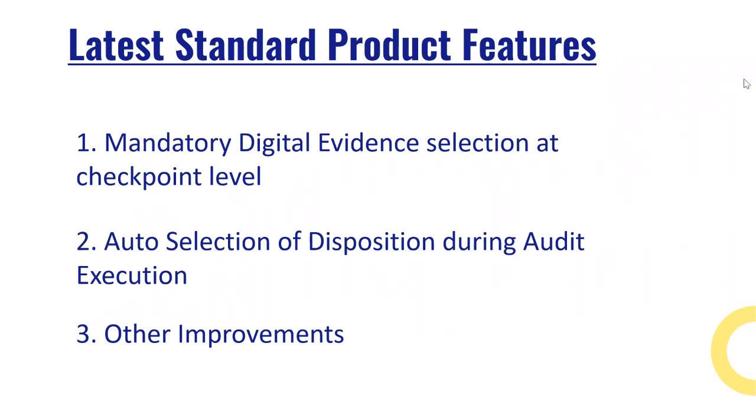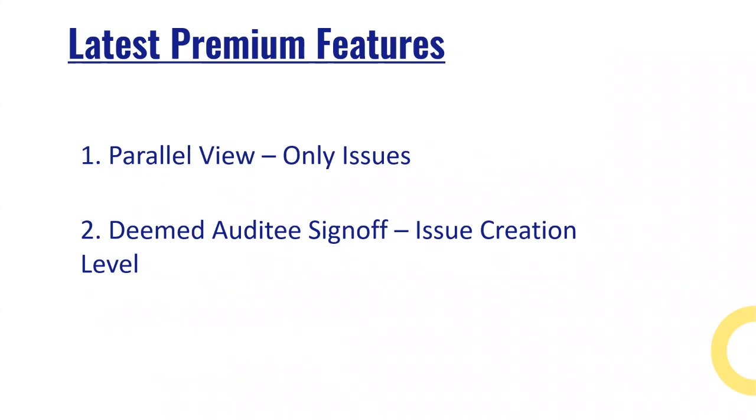So now let us move to the latest feature on the premium side, the changes which have come in the premium feature side. In both the existing parallel view and deemed Auditee sign off, there is an improvement which has been brought, and it has got an interlink connection as well. So we would like to talk more about this feature. Whoever has subscribed to parallel view and deemed Auditee sign off would find it more useful, so we would like to cover the changes that have come up here.